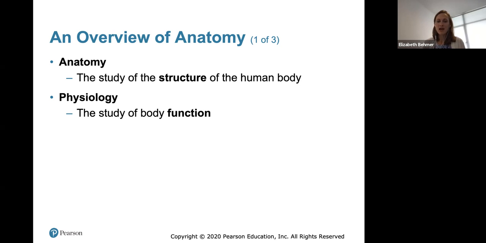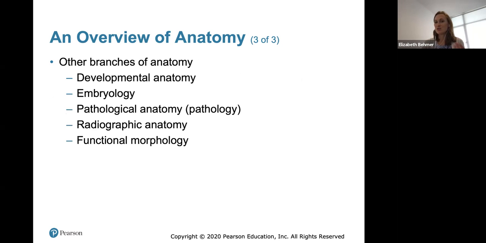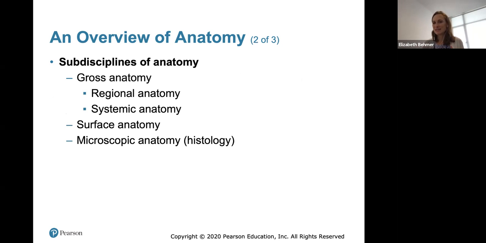But in anatomy, you are going to be doing a lot of memorizing structures and where they're located, and you're going to learn a lot of new names. Think of anatomy like learning a new language. We have different disciplines of anatomy.